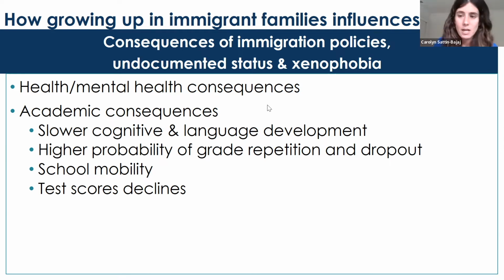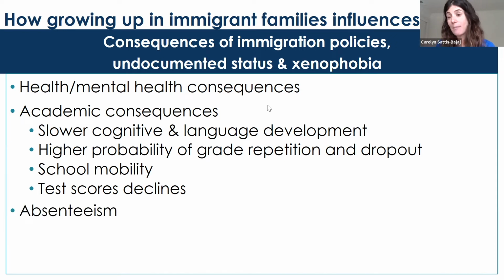Parents of likely undocumented immigrants, it's often really hard to measure because you're not going to ask people, and people are often not going to tell you their immigration status. But there is a higher probability of repeating a grade and dropping out if your parent is likely undocumented. There are higher rates of changing schools if you're in a place where they have local cooperation with ICE, and then negative implications for test scores when there is higher frequency of ICE activity nearby.